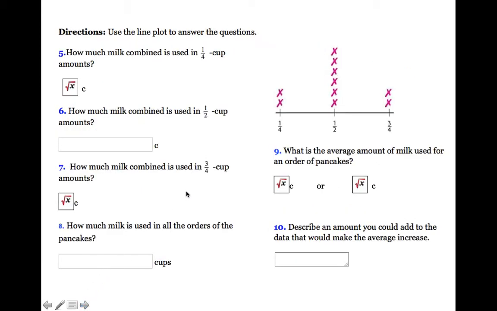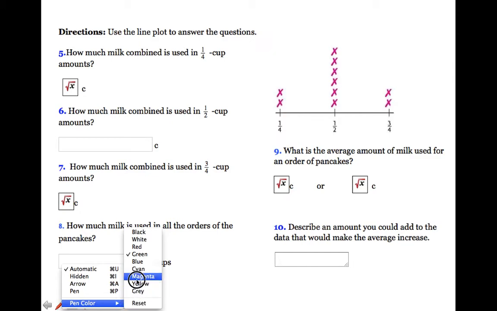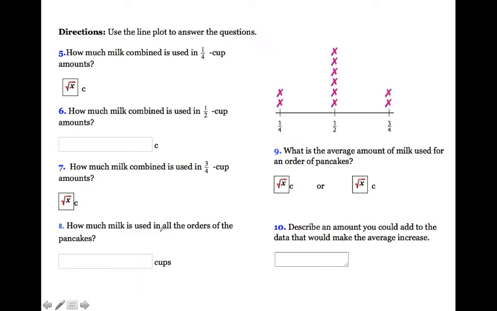This is the same thing. This is another line plot right over here. Let me go back and get my pen. I'll use a different color here. Let's use red. So this is a line plot that's talking about the amount of milk used for an order of pancakes. So for one order, they use 1/4 of a cup of milk. And that happened twice. And for another order, they use a half a cup. That happened 6 times.